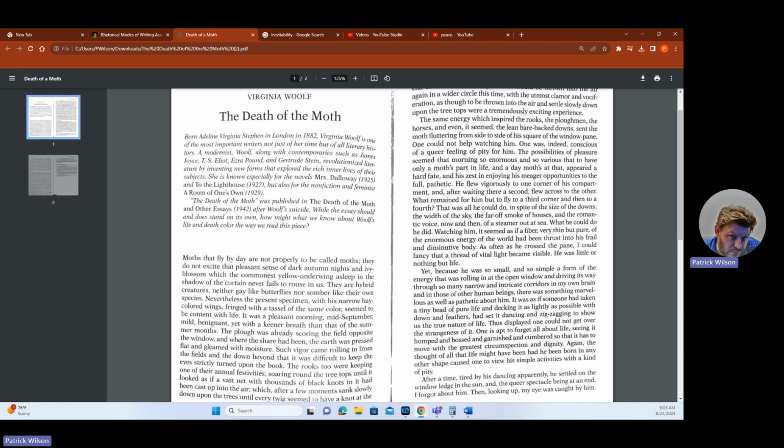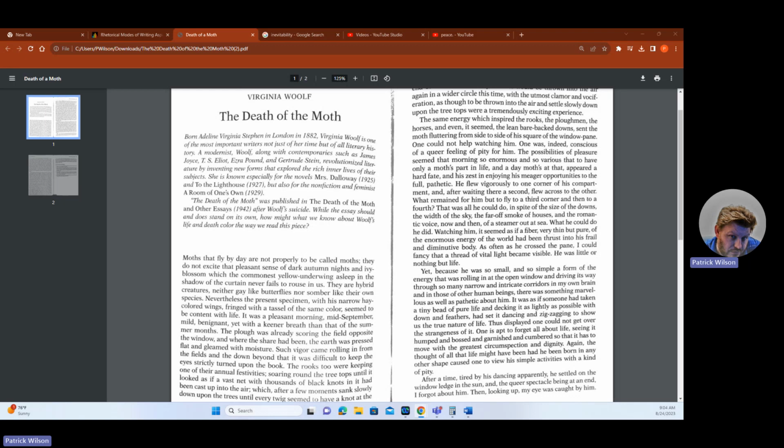And in this particular essay, Woolf contemplates the fleeting nature of life and the inevitability of death through the observation of a moth's struggle to survive. So, a little bit of background about the actual essay, a summary. The essay begins with Woolf watching a moth flying about her window pane on a summer's morning. She observes the moth's futile attempts to escape the confines of the window, repeatedly hitting the glass. Despite its persistent efforts, the moth is unable to break free.